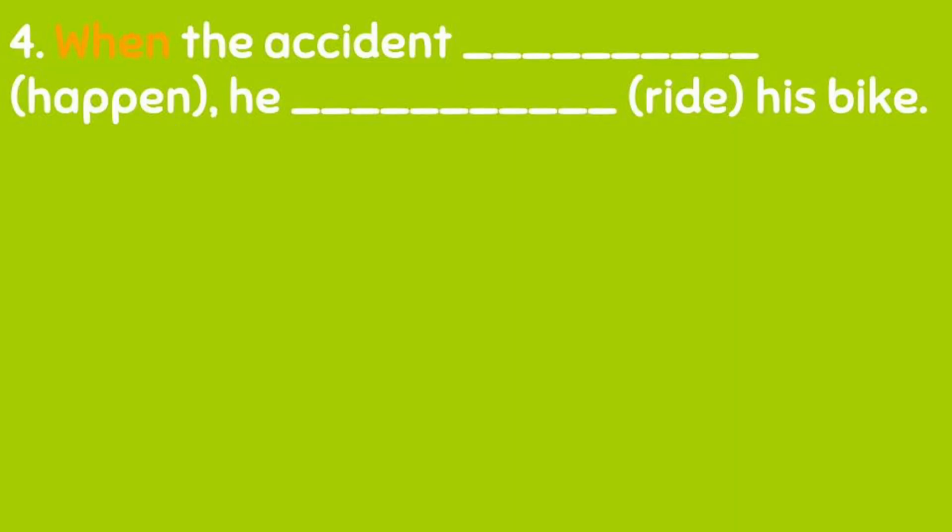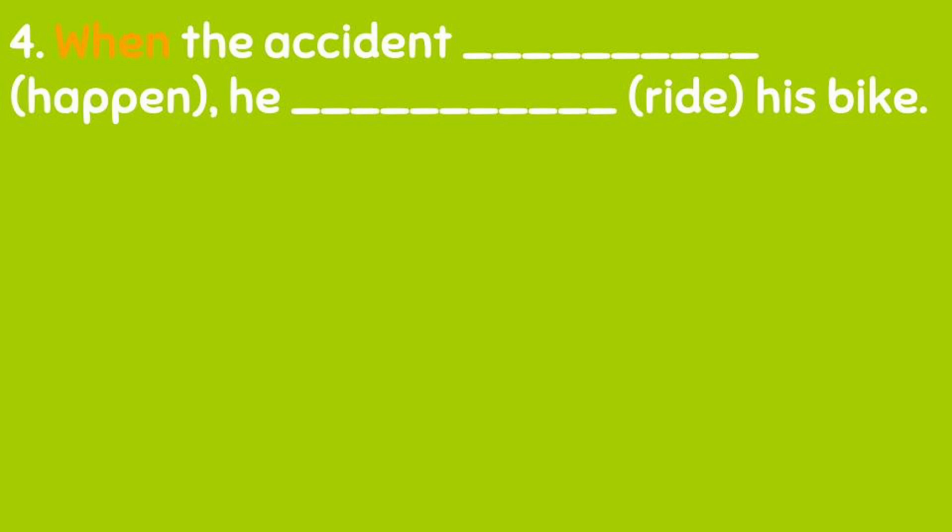You know what? Let's get 2 more examples in, just to be on the safe side. When the accident, verb, happened, he ride his bike. So again, we have our subordinate conjunction when. So we know that the first verb needs to be conjugated in just simple past. When the accident happened.